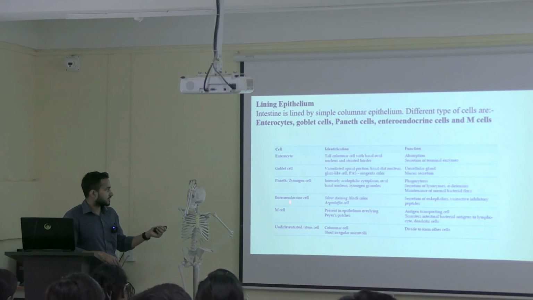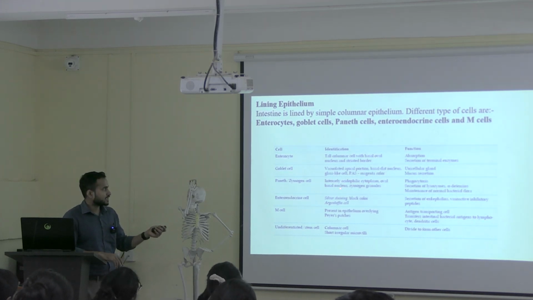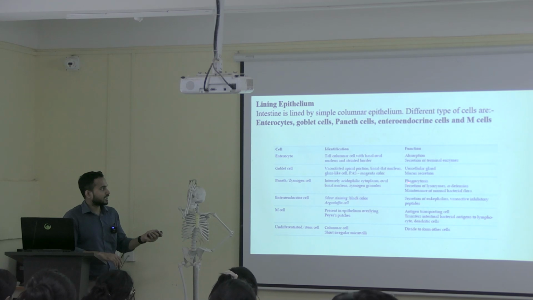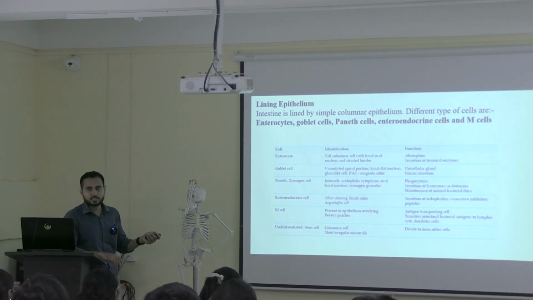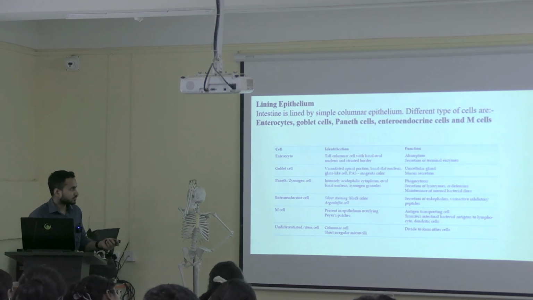Next, these cells are very important, these three cells: the Paneth cell, also called the zymogen cell. If you see that particular cell, it has completely acidophilic cytoplasm, a basal nucleus, and on the apical part we are getting the zymogen granules, जहाँ से secretion होता है. Now इसका main function है phagocytosis, and it secretes lysozymes and alpha defensin, and with the help of this secretion, it will maintain the normal bacterial flora in the small intestine, which helps in digestion.